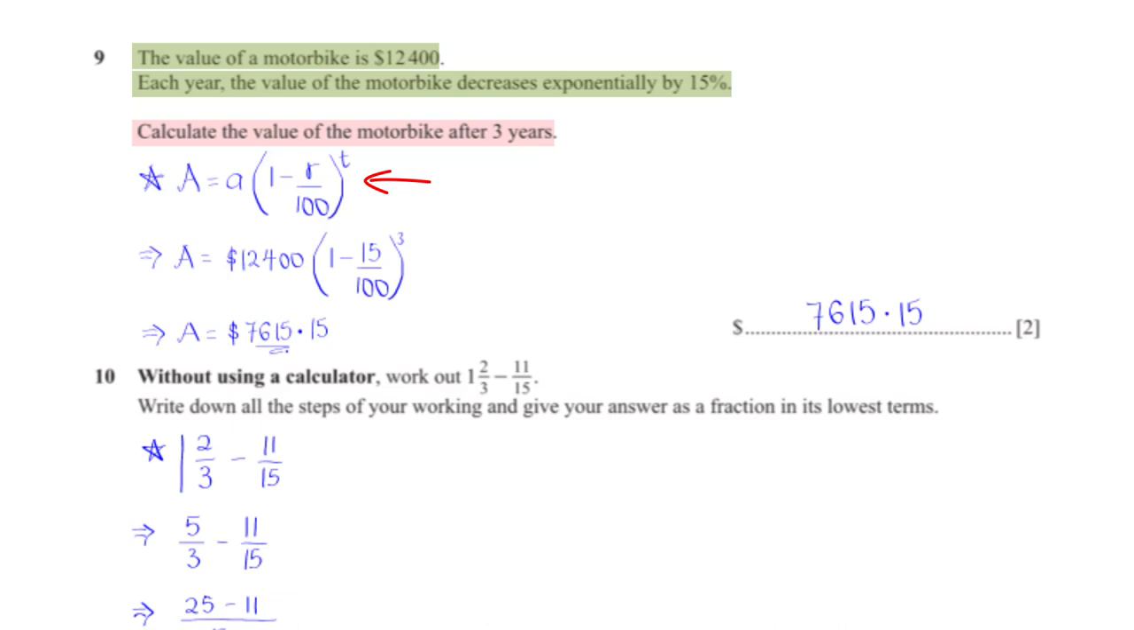The small a represents the initial value of the motorbike. R represents the rate of decrease. And T represents the time duration in years. Since we are dealing with an exponential decrease, we have a minus here. Small a is $12,400, R is equal to 15, and T is equal to 3. And so when we slot in these values into our equation and type it into our calculator, we get the final value of the motorbike as $7,615.15.